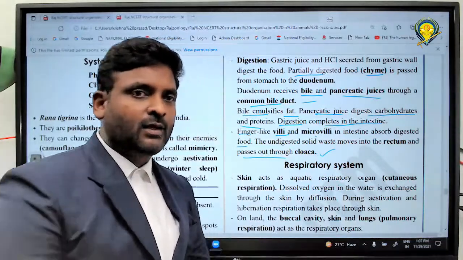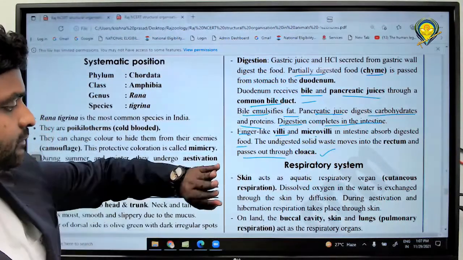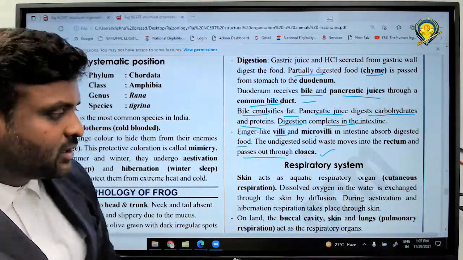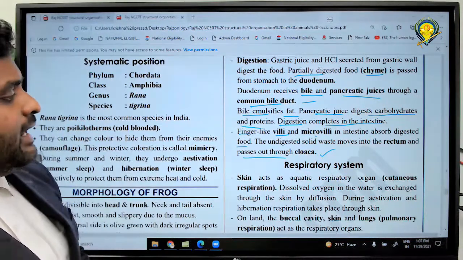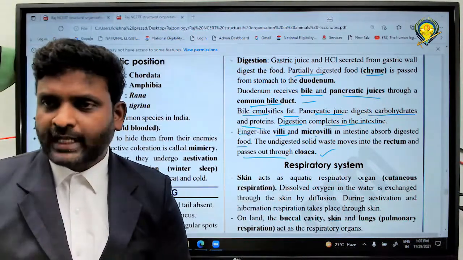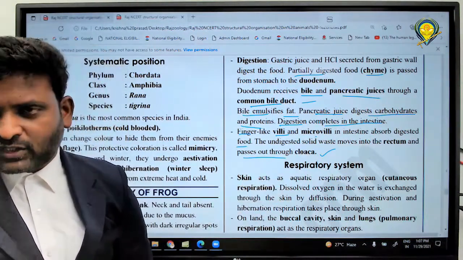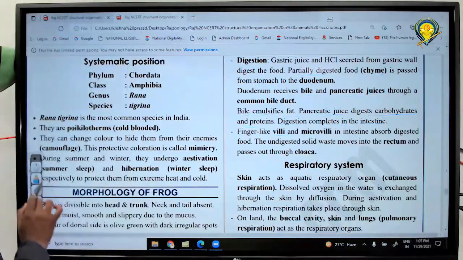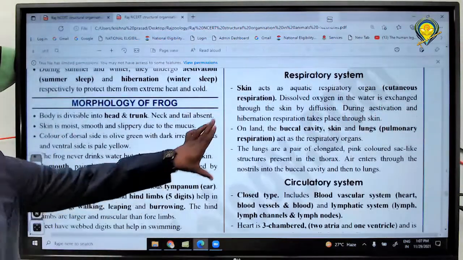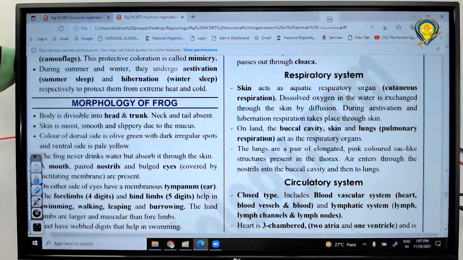Now, what is this system called? The first one, what is it? Digestive system. And the next one, the second one? Respiratory system. Okay? Right.